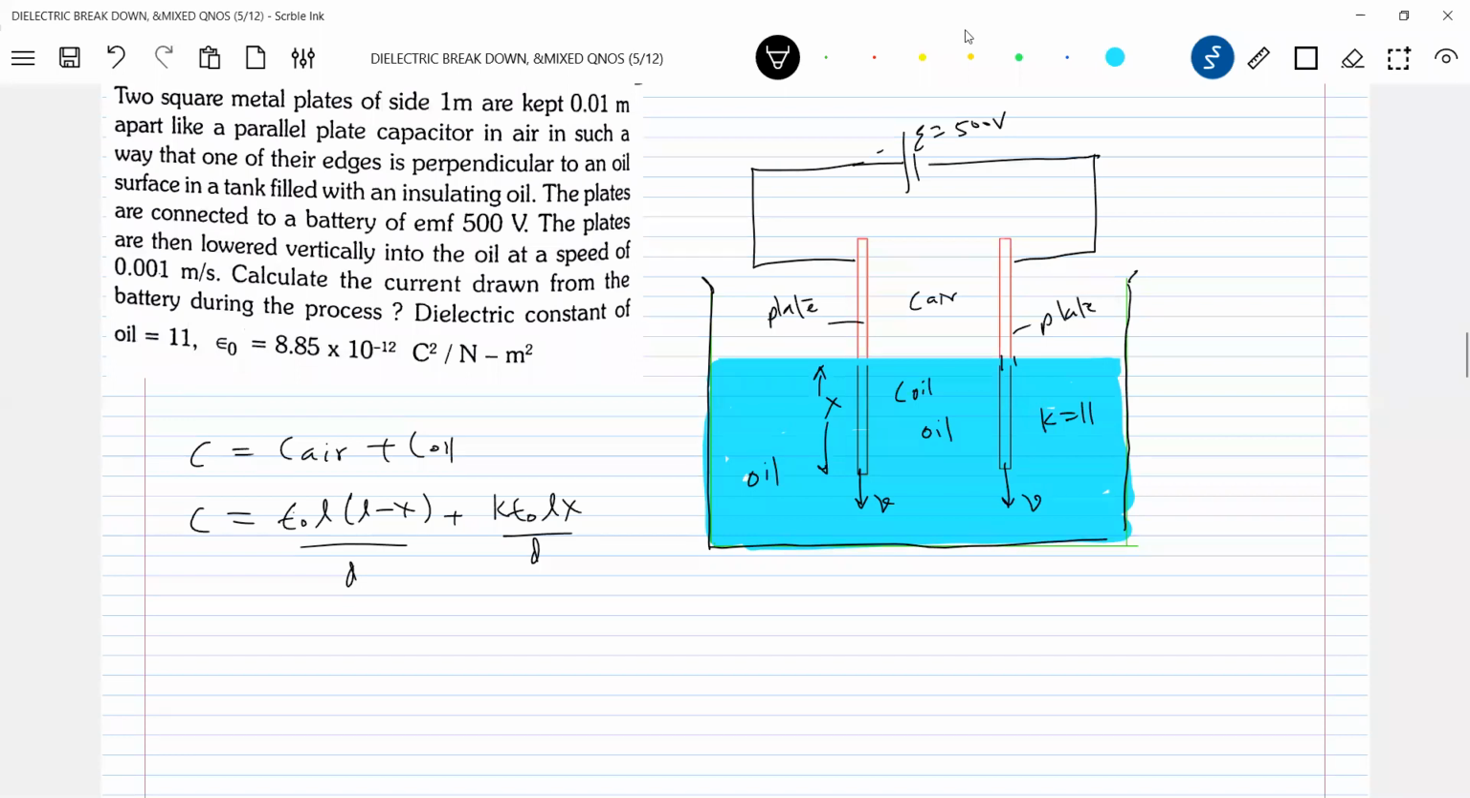So now it's asking to get the expression for current. How can we bring the expression for current? So we know charge, in general, we write C into V. I'll get C as a function of x, then I'll differentiate, I'll get the expression for current. Here, in what direction will the current flow? Overall capacitance will increase, no? The charge will increase, so the direction of current should be here.